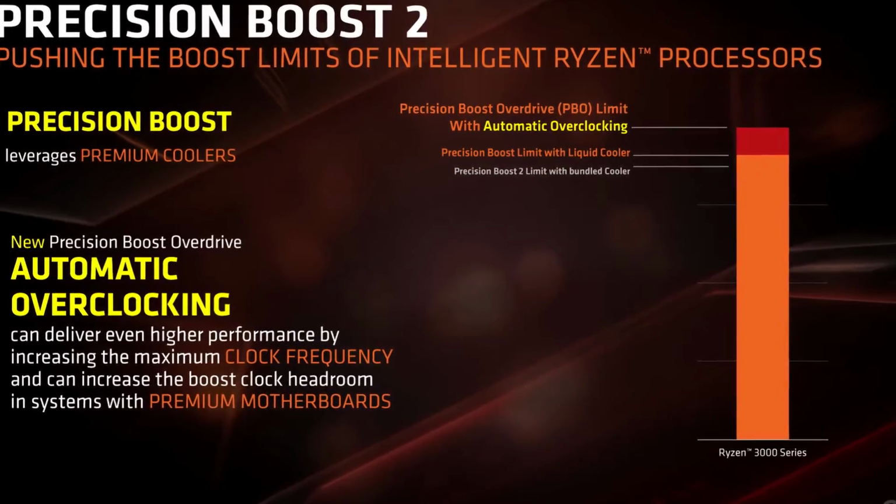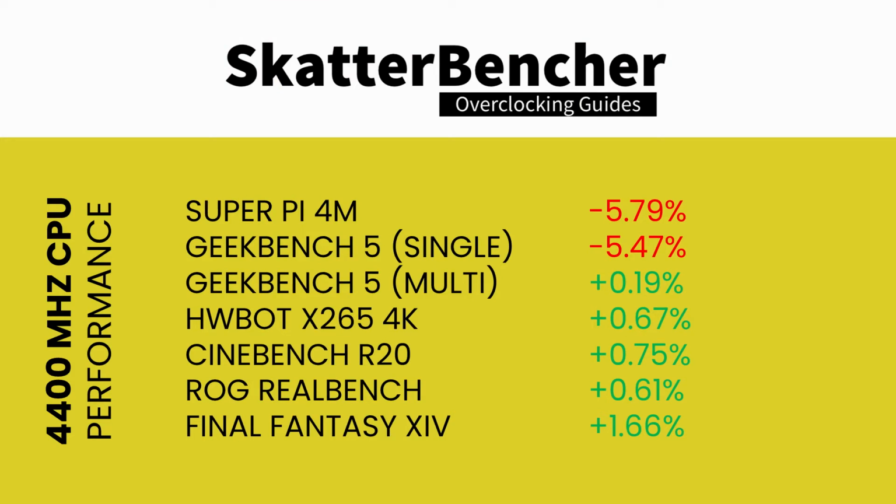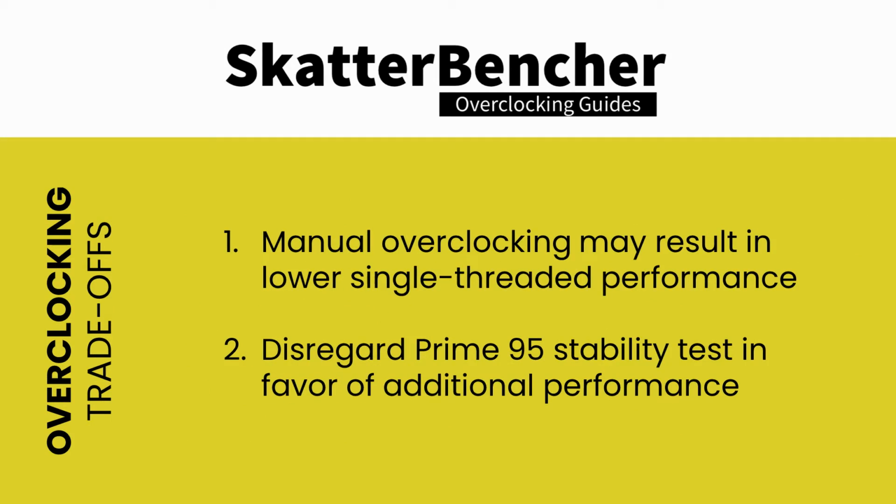But those great out-of-the-box boost frequencies come at a cost. When manually overclocking, you lose the benefits of automatic boost frequency. This is the first overclocking trade-off. Settle for a lower single-threaded performance with higher all-core performance, or the other way around.